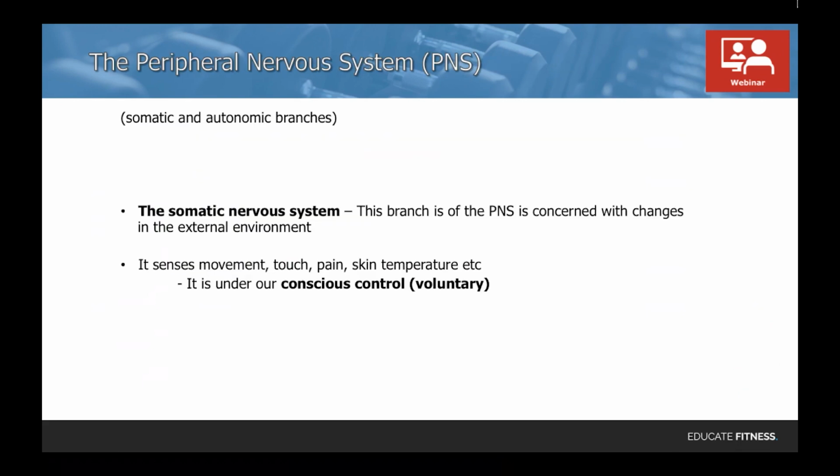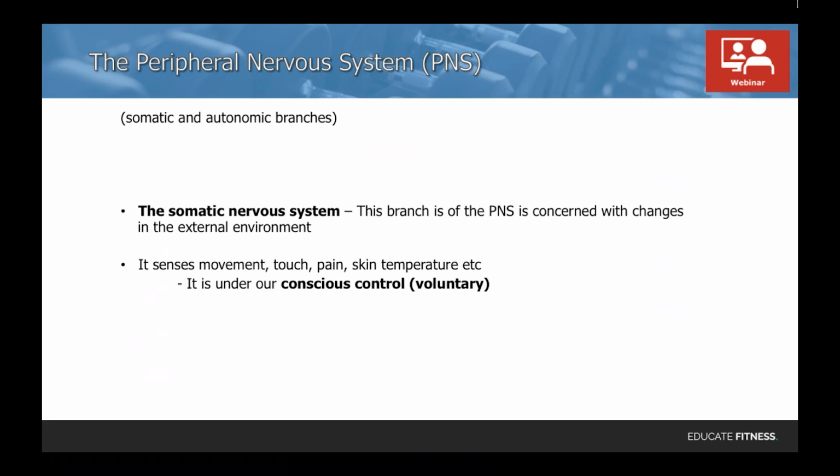So just to discuss the peripheral nervous system a bit more in depth. Remember, the peripheral nervous system is the nerves all around your body: your arms, your hands, your torso, your legs, feet. Just as a quick recap, the peripheral nervous system, all the nerves across your body, will have a somatic branch and an autonomic branch.